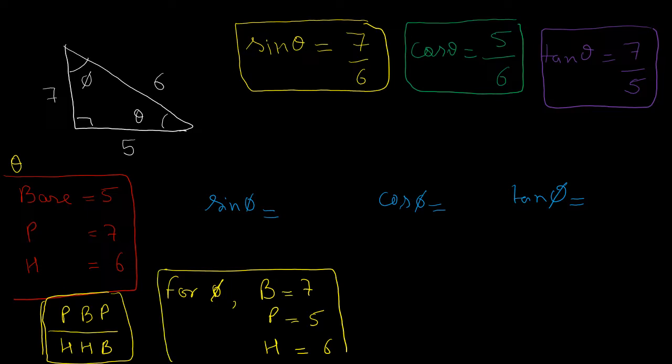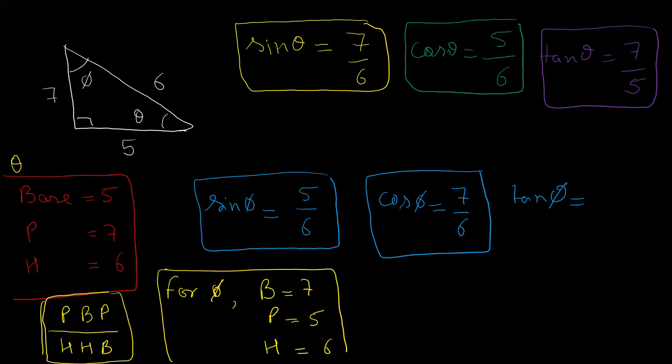So now we got sine of phi will be P over H. So P is 5 over H 6. So 5 over 6 will be the sine of phi. Cosine of phi will be base over H. Base is 7 over 6. So 7 over 6 will be cosine of phi, and tangent P over B. So 5 over 7, that will be the tangent of phi. So these are the relations.